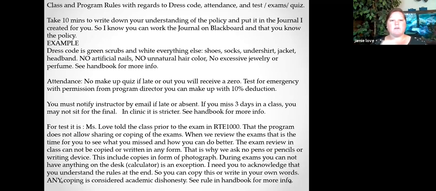Once again, you have signed all the dress code and attendance policies with Ms. Dean when you started the program in that signature packet, but it seems like maybe people didn't really read it or something, I don't know. But these are for you guys to once again refresh on the main rules.